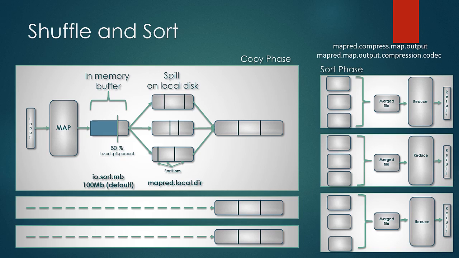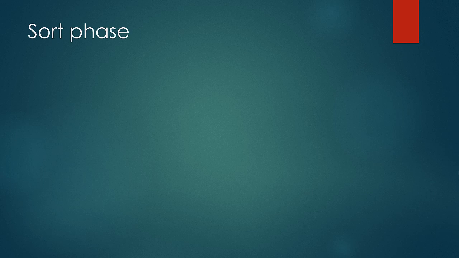The mechanism in the sort phase is a little more involved. Let us look at the sort phase. In this phase, an important property is the merge factor, which is set by the property io.sort.factor. Its default value is 10. It signifies how many files can be merged at one go.